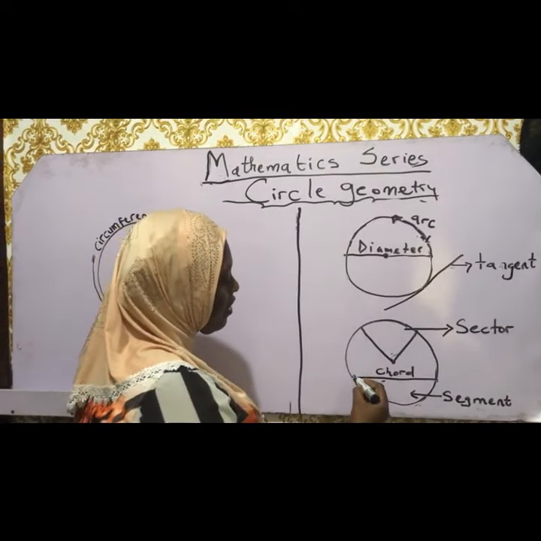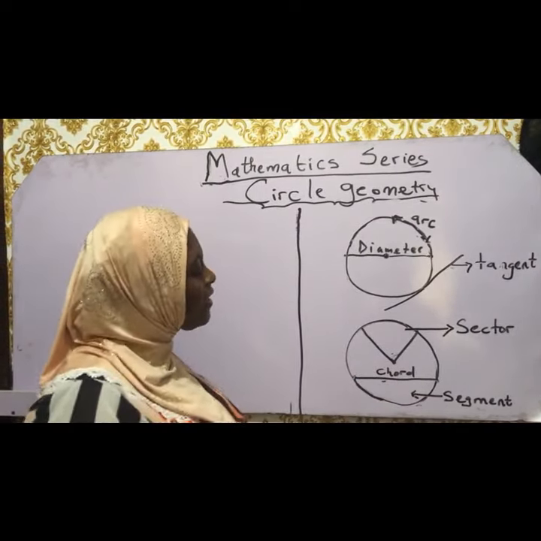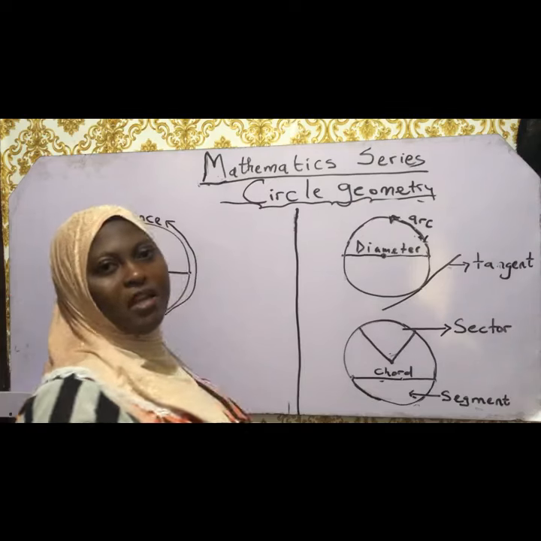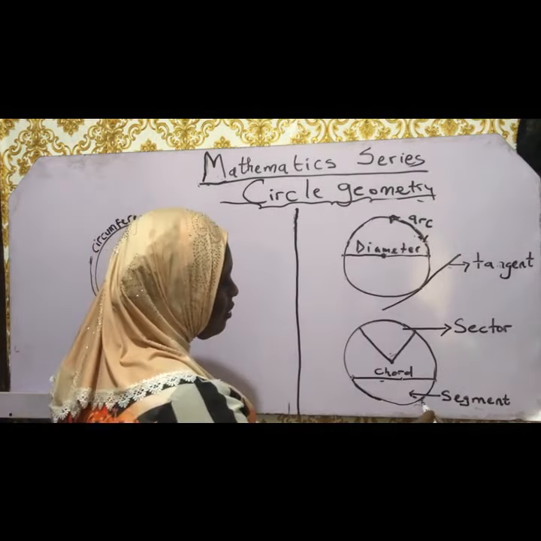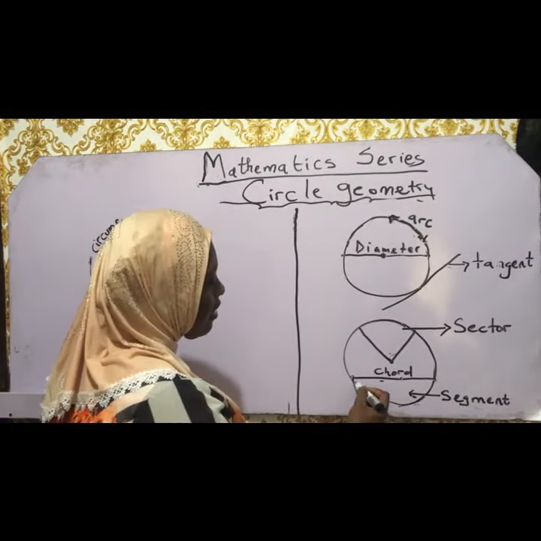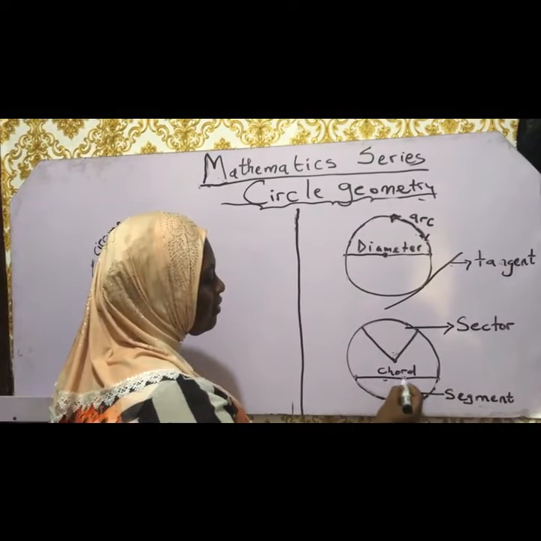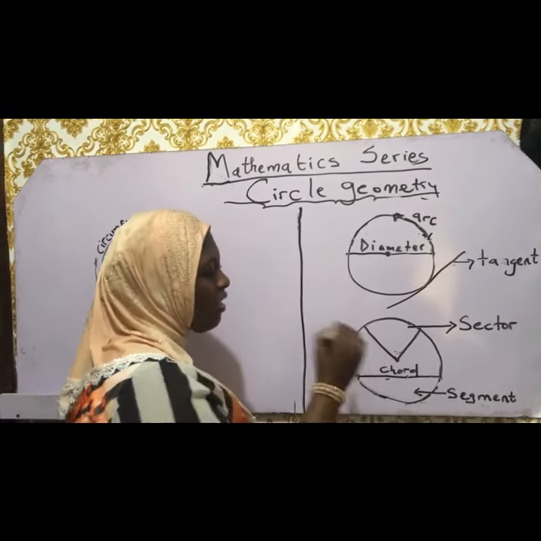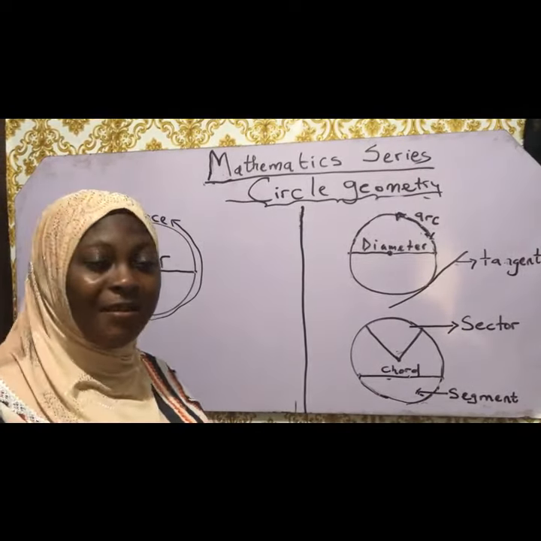Then we have a segment. A segment is the space between a chord and the arc of a circle. So we can see here is an arc, here is an arc, here is an arc, and this is a chord. So this is the segment. The space between the chord and the arc of a circle is called a segment.